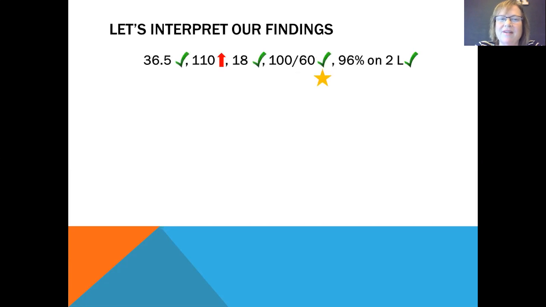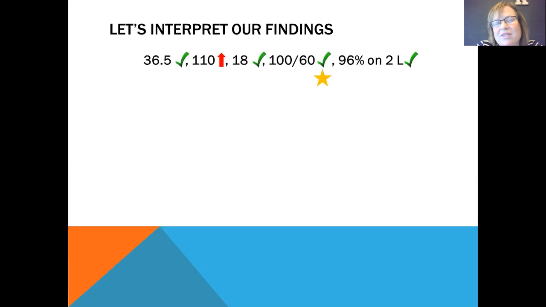Okay, let's interpret our findings. 36.5, temp, I'm okay. Are you guys okay with that? Heart rate 110. Well, regardless of whether we're using the new standard or the old standard, we're still above normal, 110. Remember, Eugene is 62. He's got a maximum heart rate of 100. We're seeing 110, so that's too high. The respiratory rate is 18, a little bit towards the higher end of the scale, but he's okay.